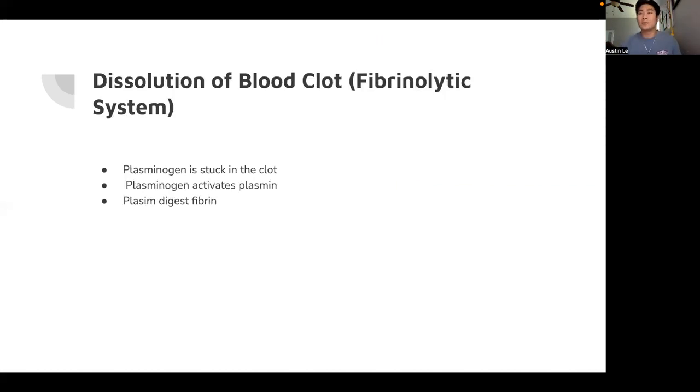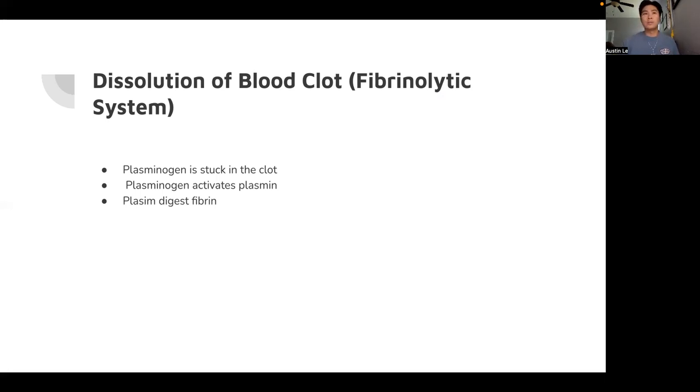And then last would be our fibrinolytic system, or the dissolution of the blood clot, which takes away the blood clot. Plasminogen is stuck in the clot. Over several days, the tissue will release a plasminogen activator, also known as TPA. Once plasminogen is activated to plasmin, plasmin eats away at the fibrin fibers and other clotting factors, which leaves the vessel a little bit open, able to flow through and close up toward the end, removing the clot.